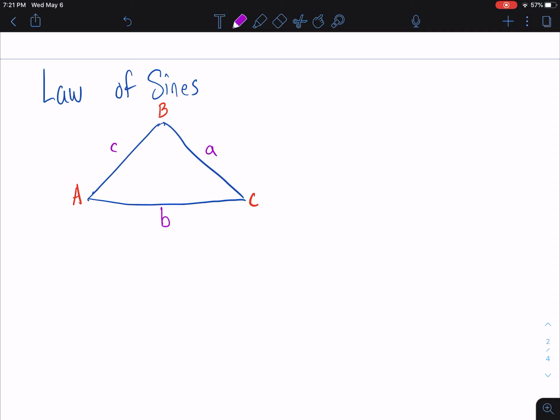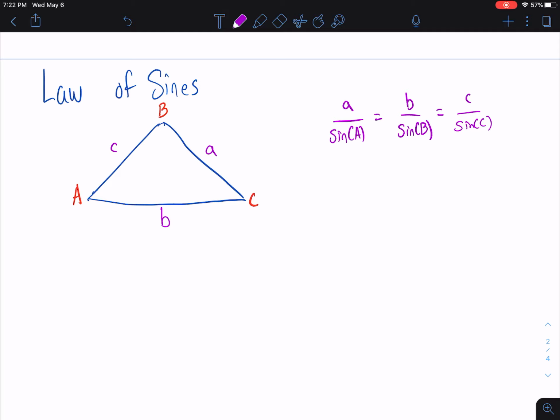The law of sines is pretty simple. What it says is that side a over the sine of angle A is equal to side b over the sine of angle B, which is also equal to c over the sine of C. Now, clearly you've never seen an equation with two equal signs before.